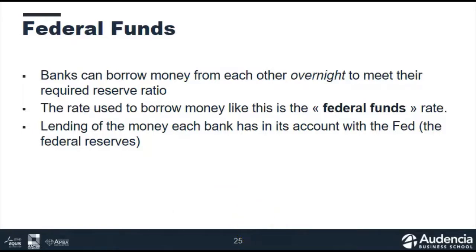And if the Fed, let's say, raises the required reserve ratio, a bank may be in need of money to meet its required reserve ratio, and it can borrow the federal funds that one bank has if maybe one bank has too much reserves, and they pay an interest rate, and that's called the federal funds rate. And this is literally done evening to evening.